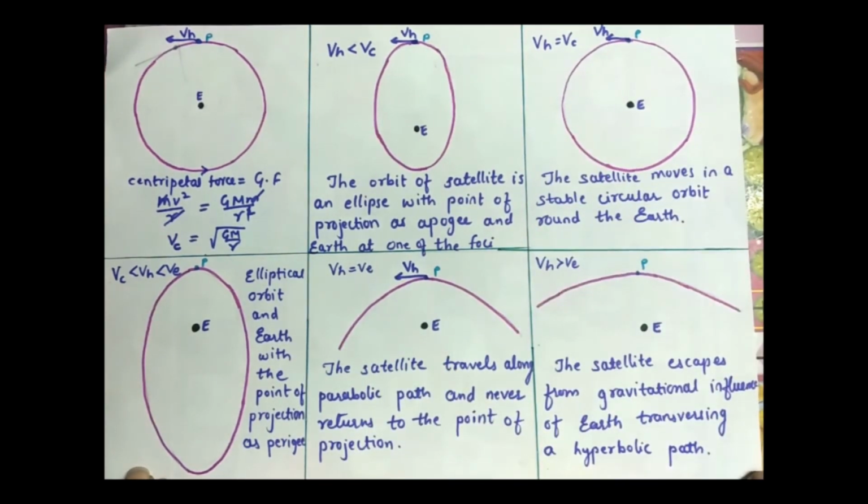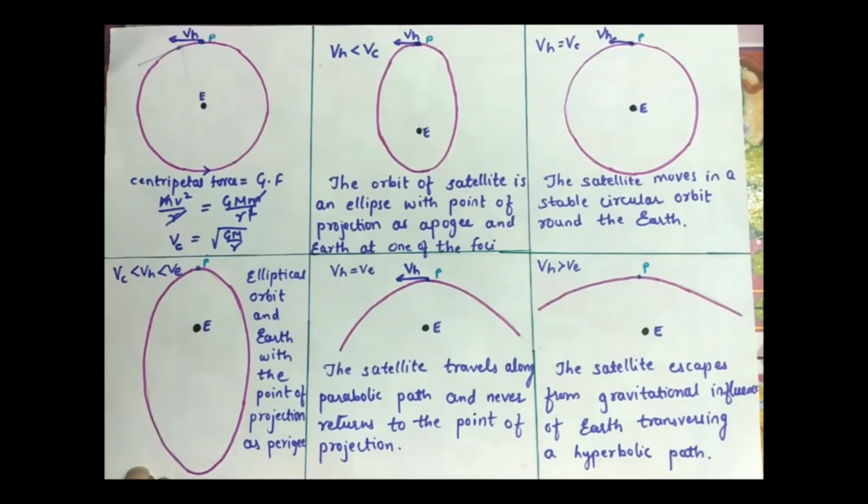Remember, in this case, the speed of the satellite will be 0 at infinity. At infinity means it will not return to its point of projection.